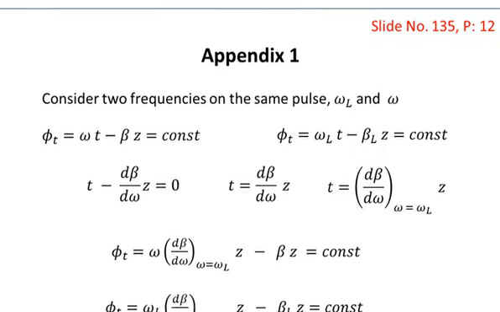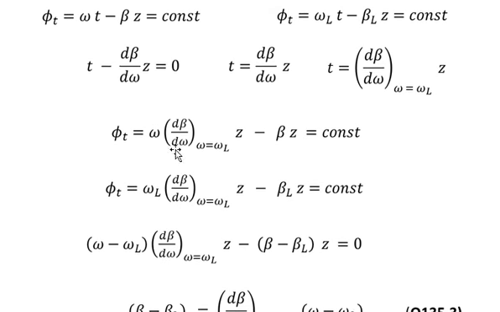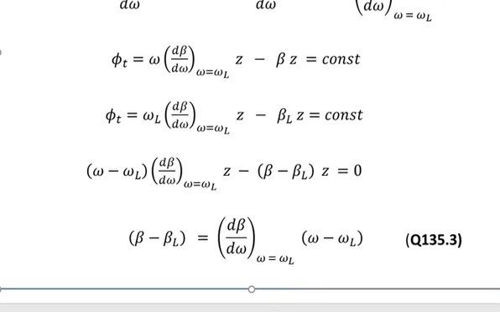So we can write the two terms as, so we have phi(t). From the first expression we have this relationship, and eliminating the time in the second expression you have this expression. Now you can subtract the two waves and you will get this expression, that is, omega minus omega L times d beta over d omega times z, minus beta minus beta L times z. So you can see that z is present in both the terms. We can eliminate z from here, and the rest of the equation becomes equal to this one.